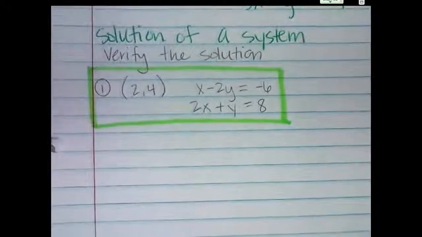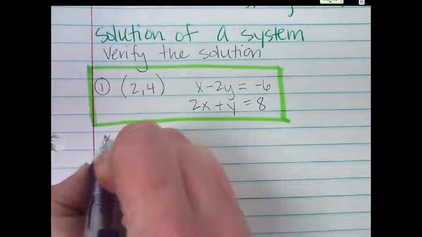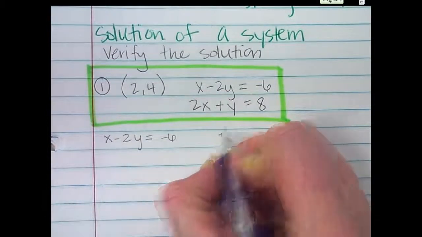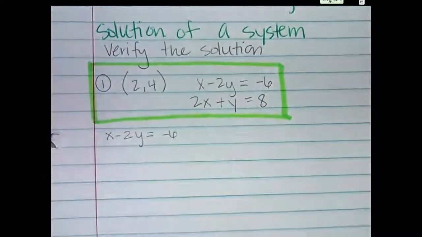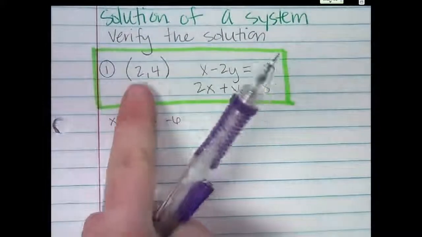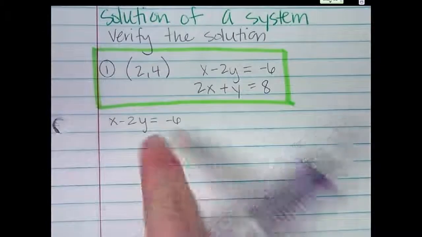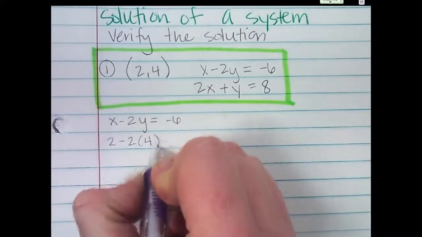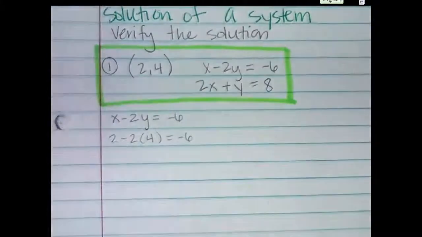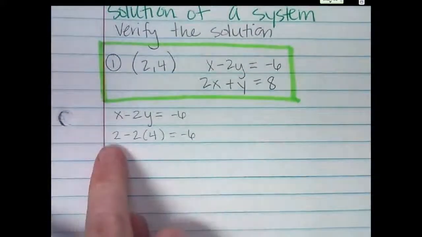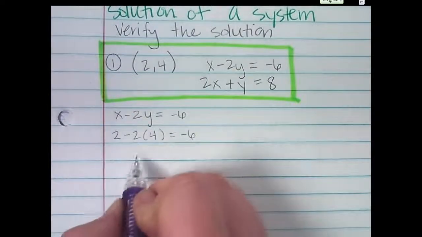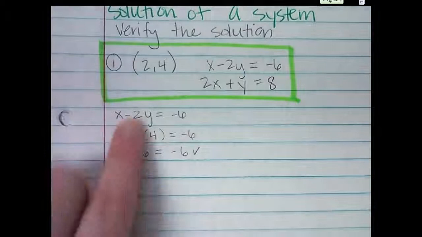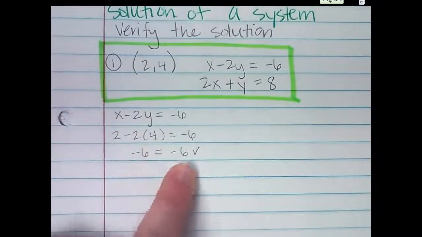So underneath here, I'll write the equation first. x minus 2y equals -6. We'll just start with the first one. So I'm just plugging in this x and this y into this equation. So I have 2 minus 2 times 4 equals -6. You can put this side in your calculator if you want. You would get -6 equals -6. That's all I want to see on your paper. I want to see you plug it in, and I want you to show me that, yes, they do equal each other.